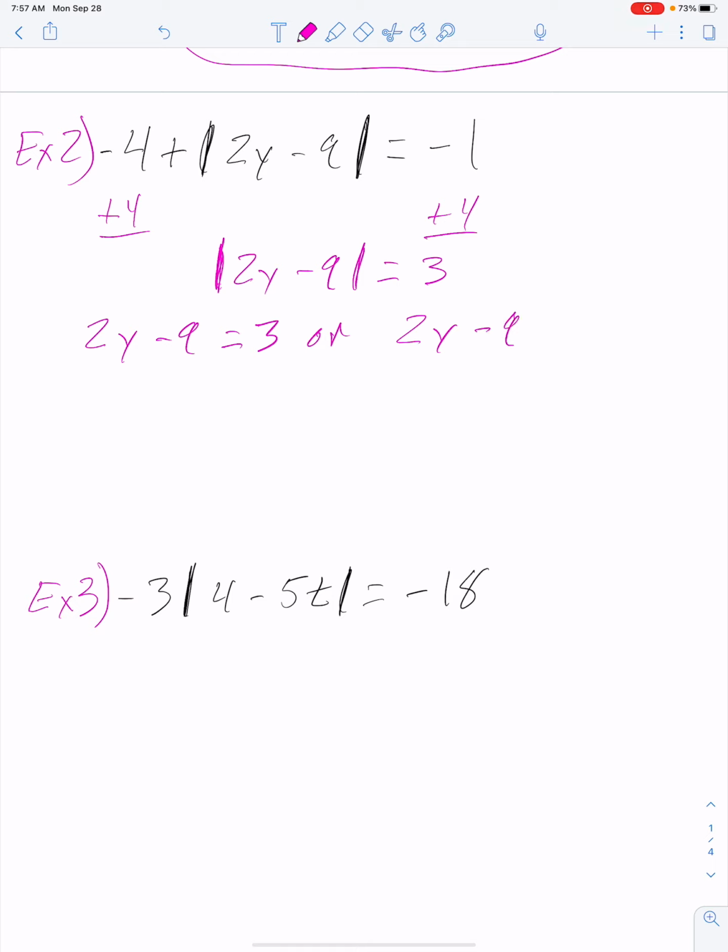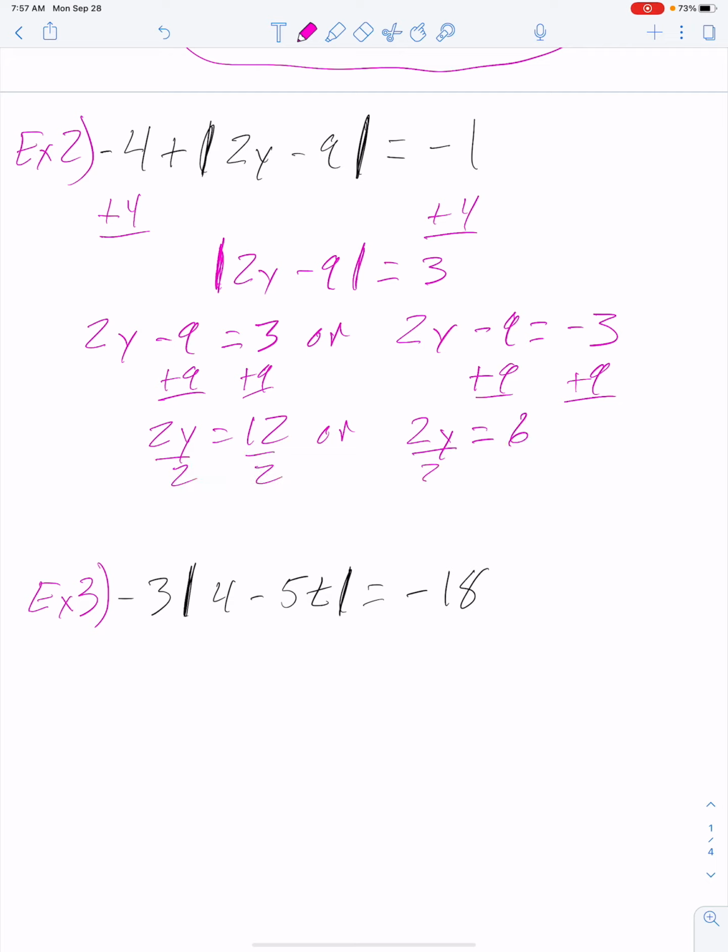And now that my absolute value is isolated, I can set up my 2 separate equations. 2y minus 9 can equal 3, or 2y minus 9 can equal negative 3. And again, once we've set up our 2 separate equations, it's not going to change the fact that we're going to add 9 to both sides. But because we had a positive 3 and a negative 3, it's going to lead to 2 different potential values on the right-hand side. And similarly, when I divide by 2, it's not going to change the fact that I'm dividing by 2 on both sides. But because in one equation 2y was equal to 12, and in the other equation 2y was equal to 6, it's going to result in 2 separate answers, y equaling 6 or y equaling 3.